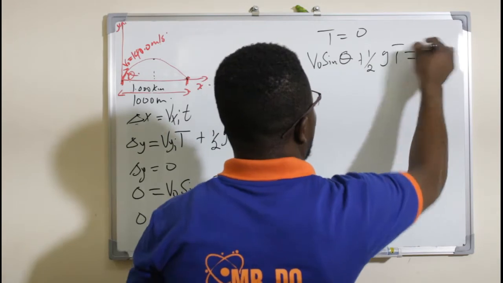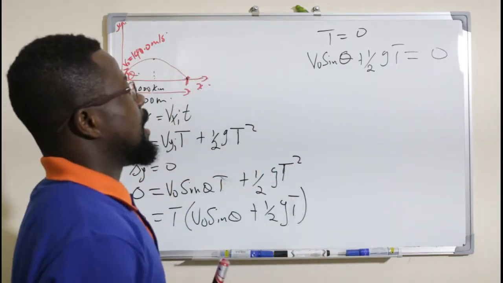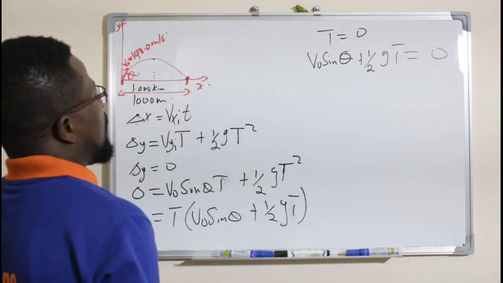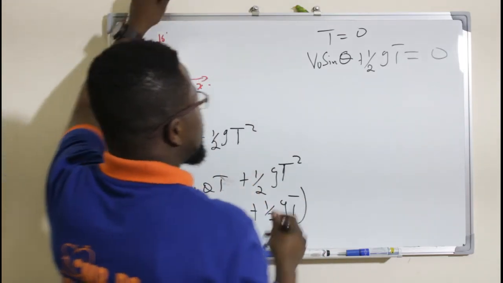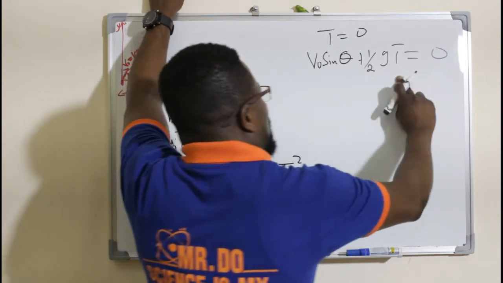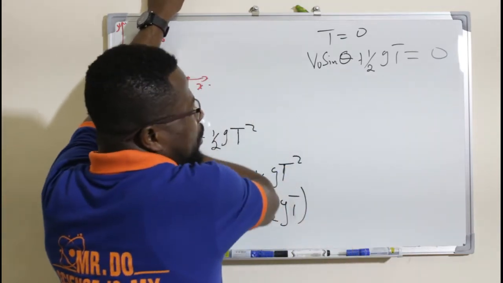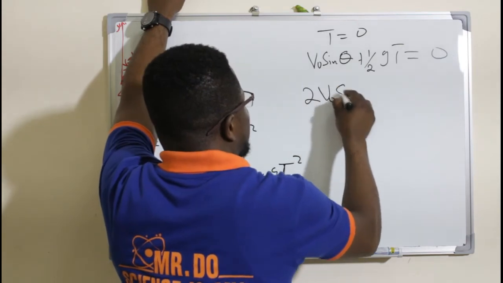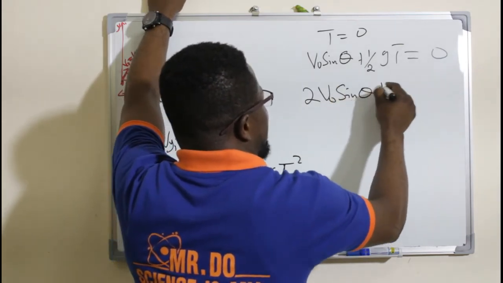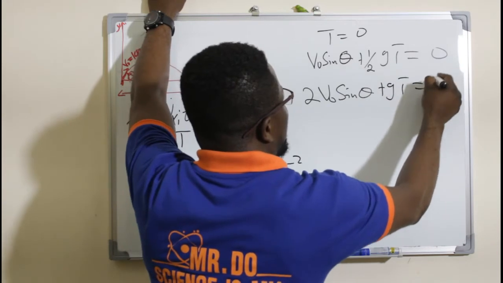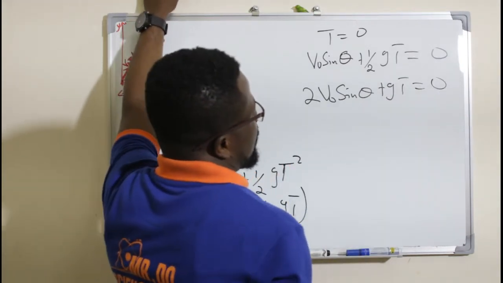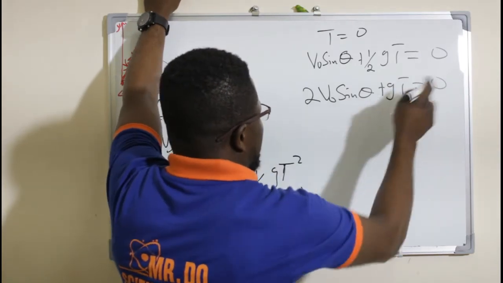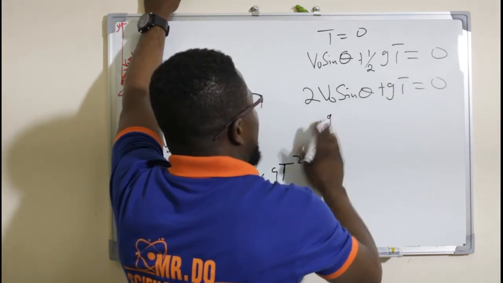gt equals what? Equals 0. And here let me make t the subject from this point now. If I want to make t the subject, I'm going to multiply through by 2, so that I'm going to have 2v naught sine theta plus gt equals 0. And I want to make t the subject, so I'll transpose this, so I'll have gt, or let me go straight away.